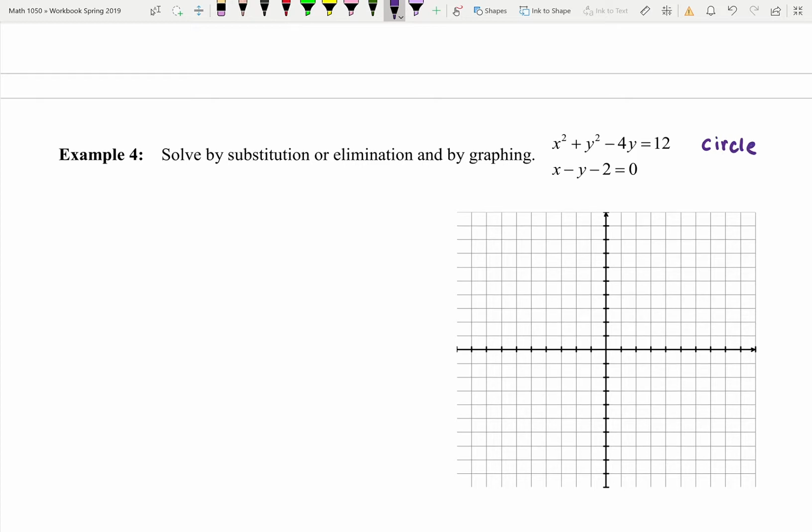Tell me what the next one is. It's a line. Now, look at the circle. There's a problem. Can anybody see what the problem is with that circle? There's a y. You're exactly right. What if the y wasn't there?